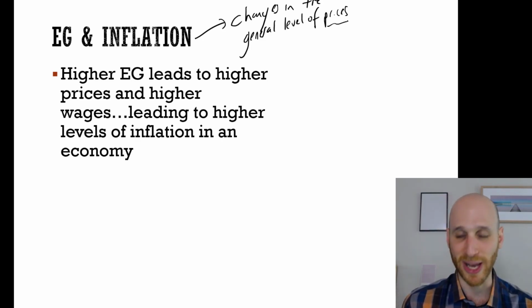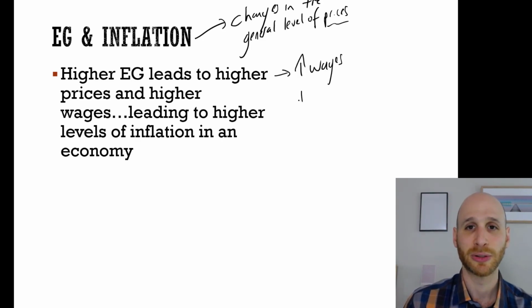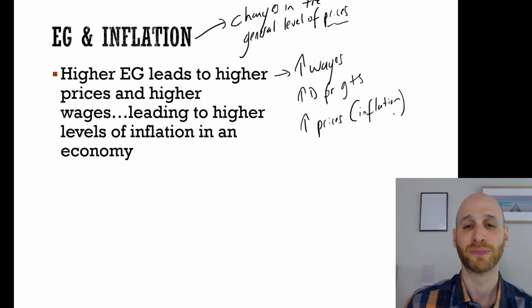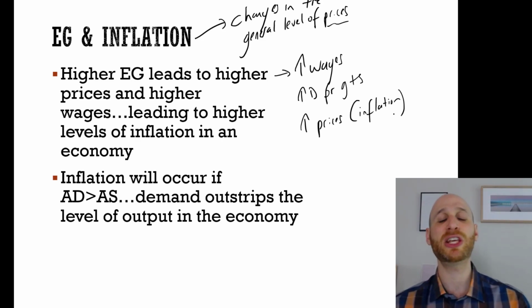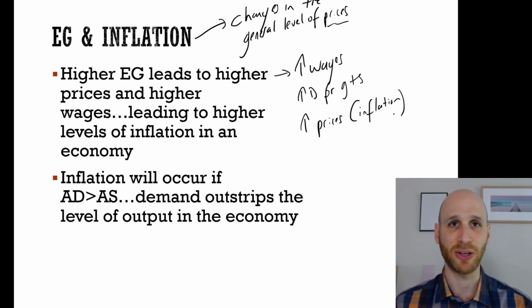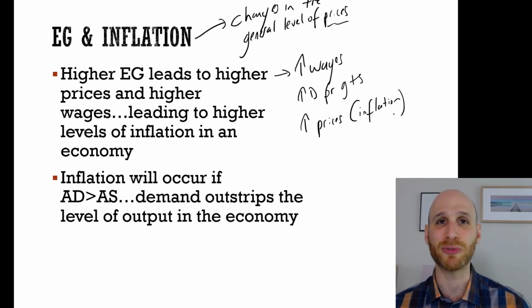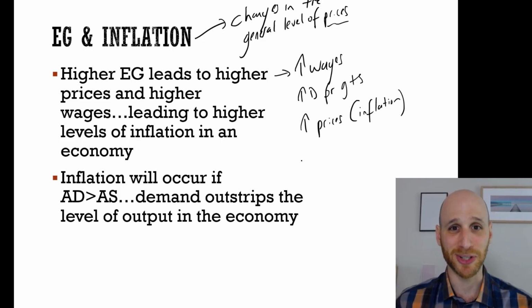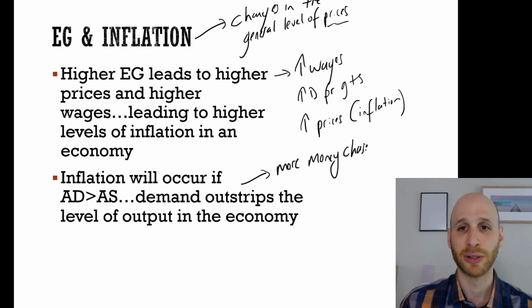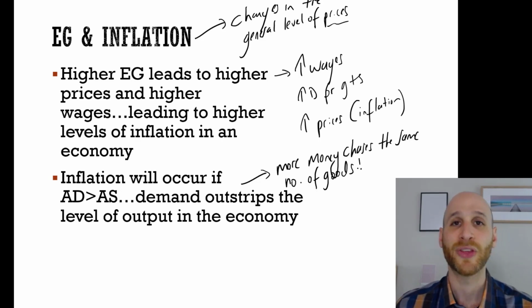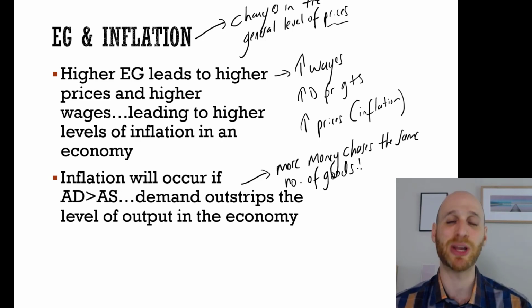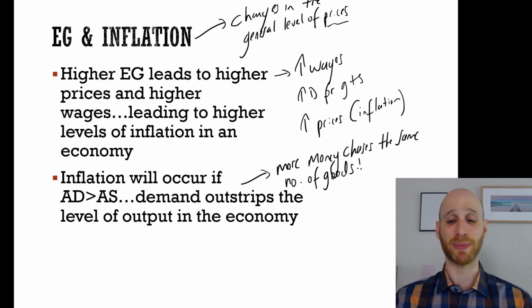So if you think about it this way, inflation will particularly occur if aggregate demand, so the total demand in the economy, is greater than aggregate supply, the total amount of output. So this means that more demand is going after the same number of goods. One way to think about it is to put it like this: that more money chases the same number of goods, so therefore prices will go up.